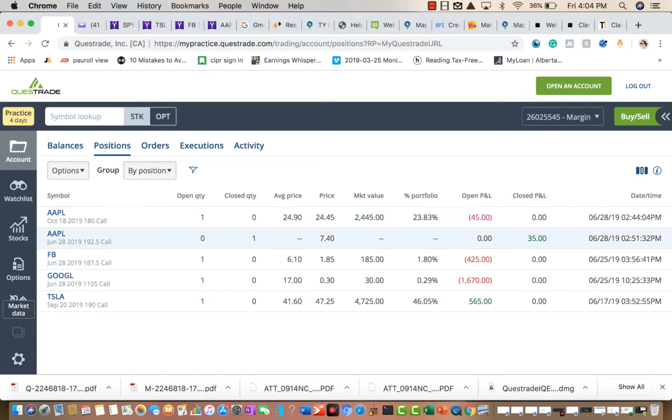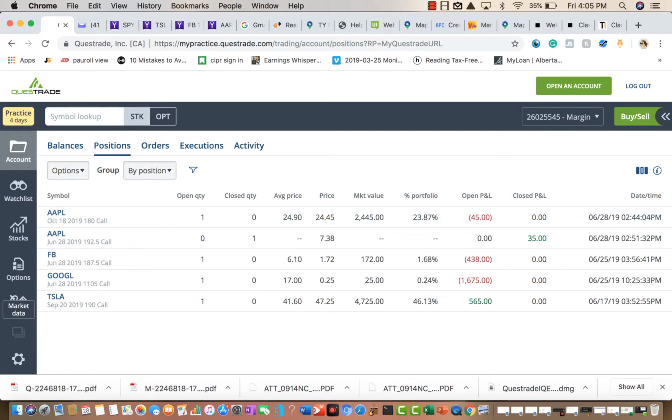Percent portfolio. So percent portfolio just refers to how much of your account balance is this amount that you invested here. So let's say you invested $2,490. That means this amount right here is 23.85% of your portfolio.